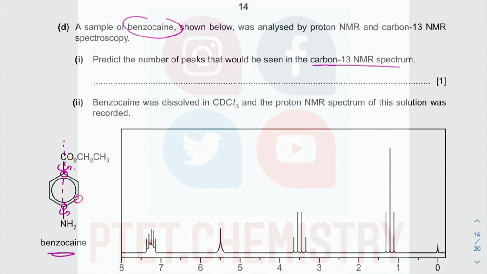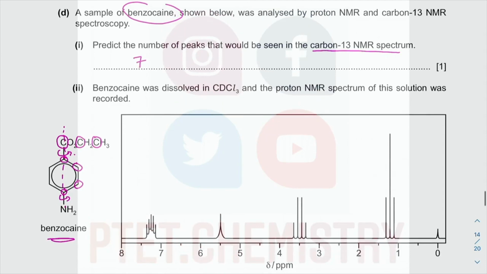This carbon is the same as that carbon because of the mirror plane, the symmetry there. This carbon that I've just drawn there is the same as that carbon there, okay? But this and this are different because there's no mirror plane there, because this side and this side are different. This side is closer to NH2, this side is closer to the ester, okay? So those are the different carbons in the ring. This is nitrogen, so there's no carbon. This is different, this is different, this is different. So altogether you have 1, 2, 3, 4, 5, 6, 7. So you will see 7 peaks in the carbon-13 NMR, okay?